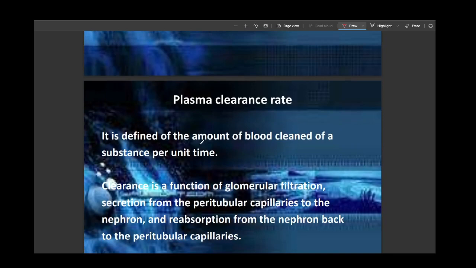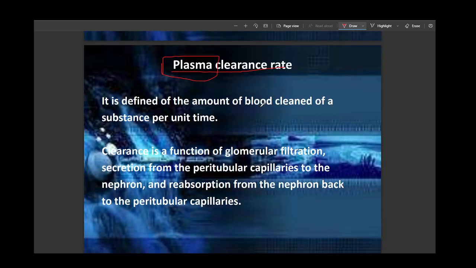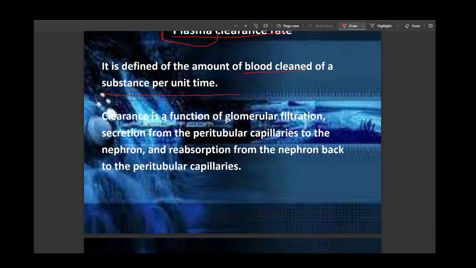Plasma clearance rate. What is plasma? Plasma is basically the blood. And what is clearance rate? It is defined as the amount of blood cleaned of a substance per unit time. Different blood substances have different clearance rates. It is a function of glomerular filtration, excretion from the peritubular capillaries to the nephron, and the reabsorption from the nephron back to the peritubular capillaries.